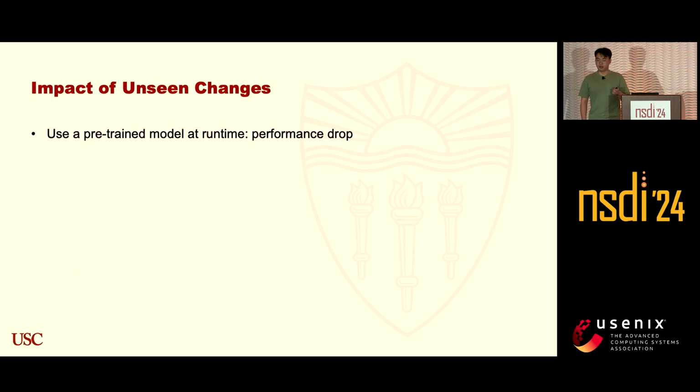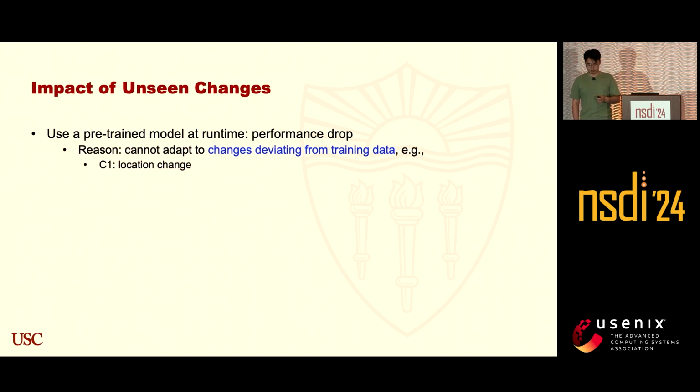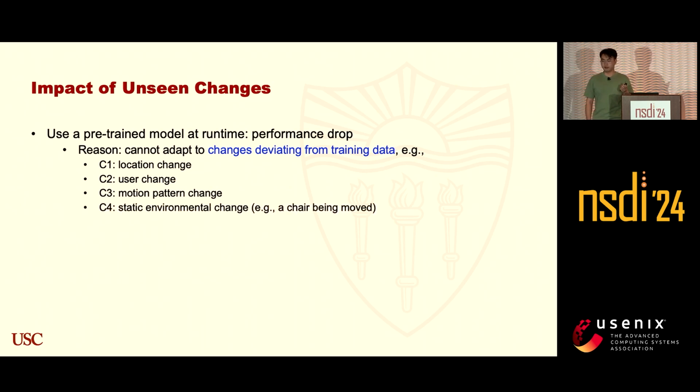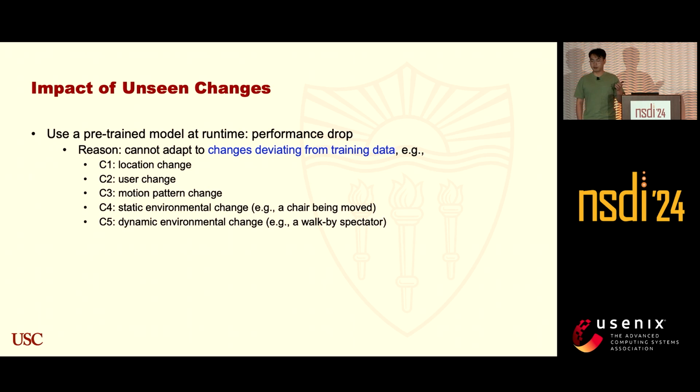As I said before, a practical issue of using an offline pre-trained model at runtime is that there will always be some performance drop. And the reason is that the model cannot adapt to the changes deviating from its training data. For example, in our settings, the location will change, the user may be changed. The user may exercise new motion patterns, and there might be some static environmental change, like a chair being moved, and there will also be some dynamic environmental change. For example, when a passing-by spectator creates a temporal non-line of sight.